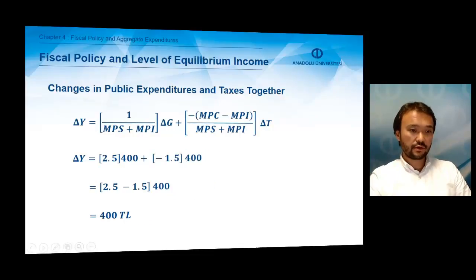If the change in public expenditures and tax are the same, for example 400 Turkish lira, the effect will be 400 Turkish lira on the income level. This is the balanced budget multiplier for the economy. It means that if the increase in taxes and expenditures are the same, the effect on income will also be the same value.